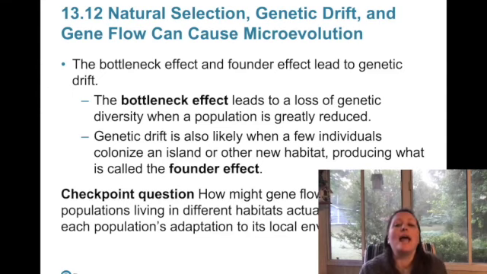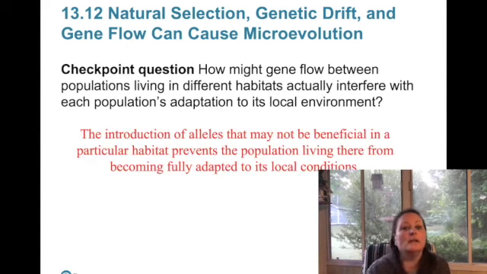microevolution. So how might gene flow between populations living in different habitats actually interfere with each population's adaptation to its local environment? Right there. Introduction of alleles that may not be beneficial in a particular habitat prevents the population living there from becoming fully adapted to its local conditions.